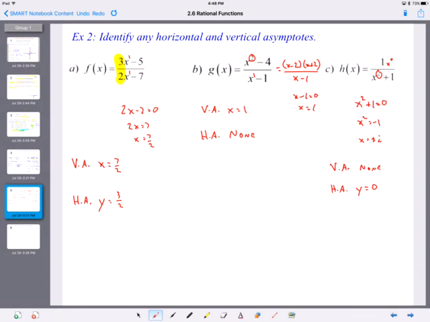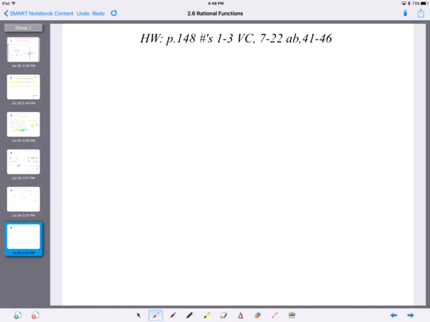Alright, that is it for today. Once again, really identifying horizontal and vertical asymptotes. Your homework assignment is right there. And we'll look at the graphing part of it next.